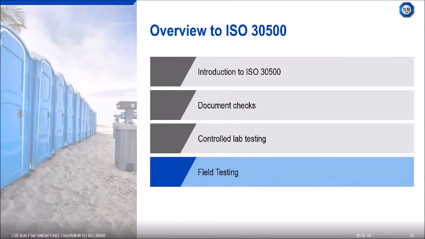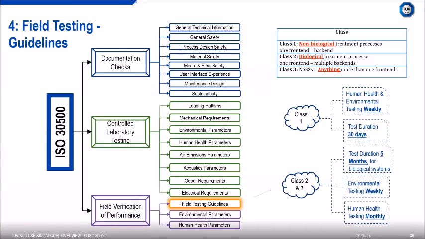So next I'll be going through briefly the field testing. This is usually done after the controlled laboratory testing. As you can see, the requirements for field testing here are mainly to determine the performance of the system for actual usage scenarios and longer period of time compared to the controlled laboratory testing. And these are mainly only for environmental and human health parameters.